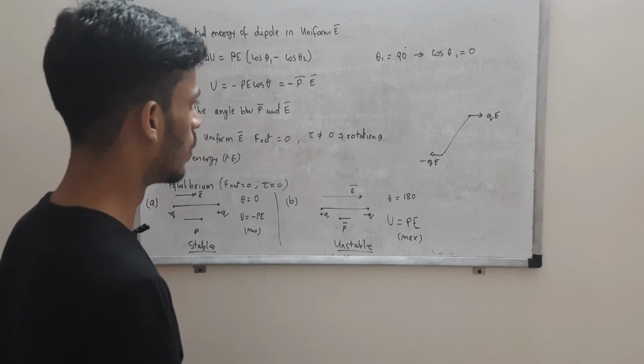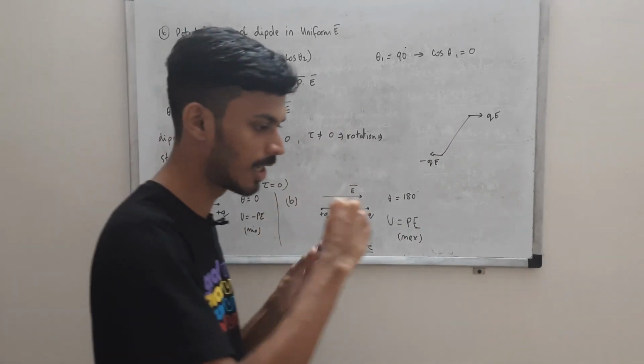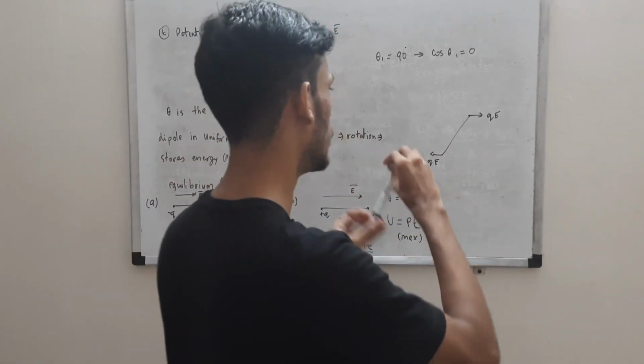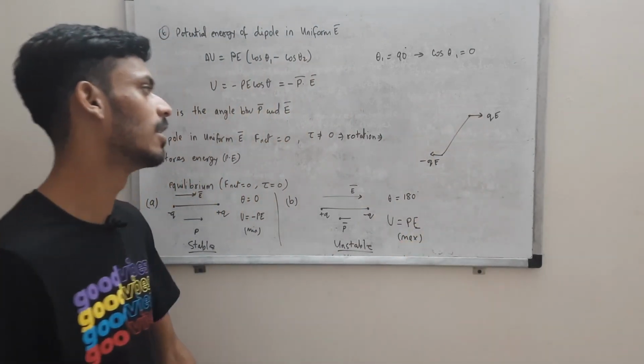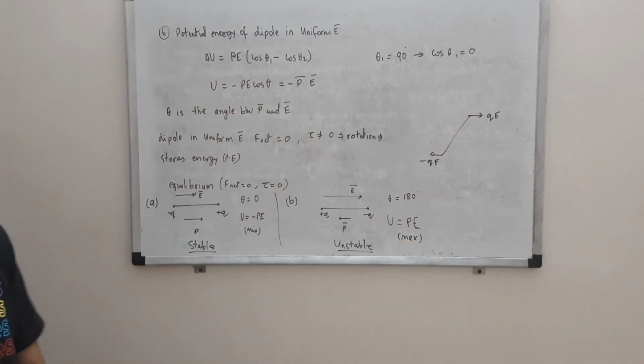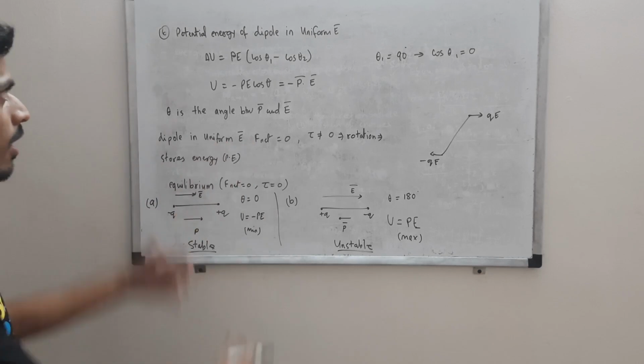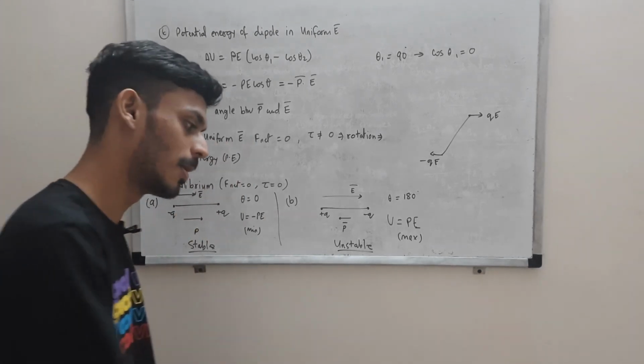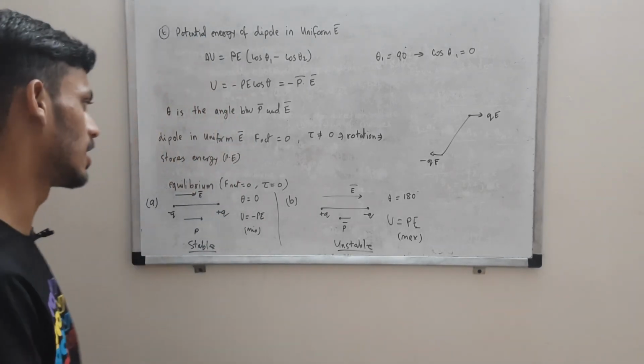Due to this rotation, it is storing some energy, right? So due to this rotation it will store some energy in the form of potential energy. This is the reason the dipole in a uniform electric field stores potential energy.